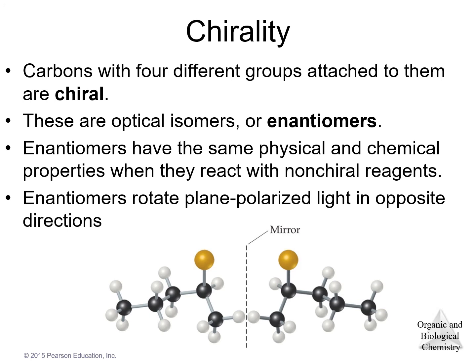Now, one of the things that you have to deal with is chirality. Carbon with four different groups are called chiral. They have optical isomers called enantiomers. They have the same physical and chemical properties. They can rotate plane polarized light in opposite directions. That's what they can do.